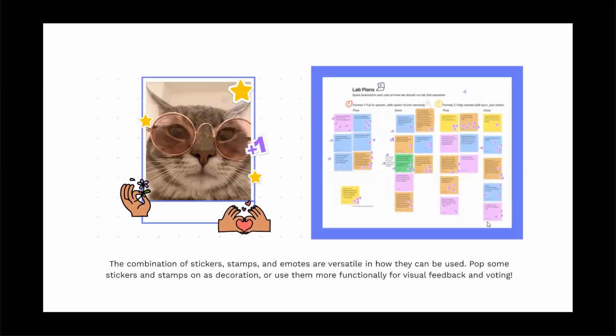All right, so the combination of stickers, stamps, and emotes are versatile in how they can be used. You're going to pop some stickers and stamps on as decoration or use them as more functional for visual feedback and voting. So especially if you're using this to sort of narrow down several ideas, you can see visually really easily which one is preferred at a glance.